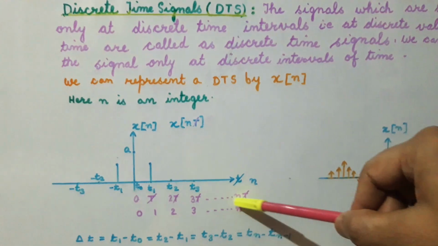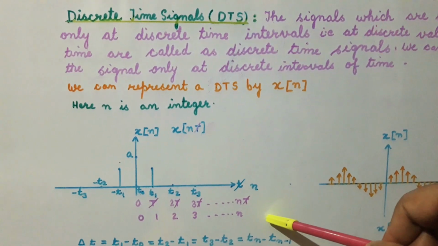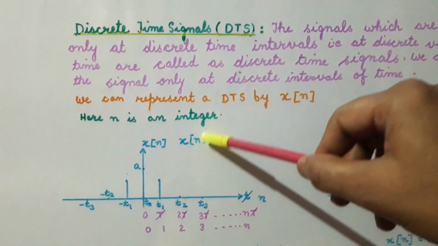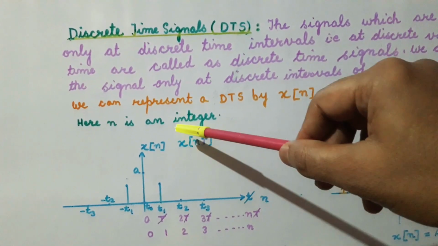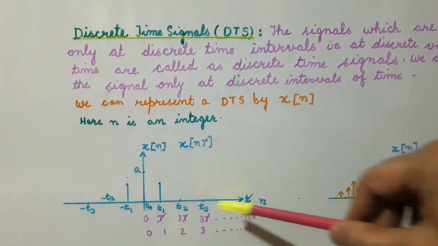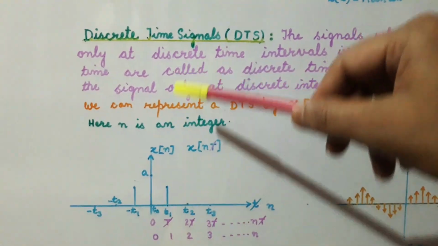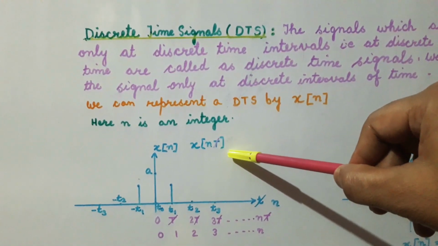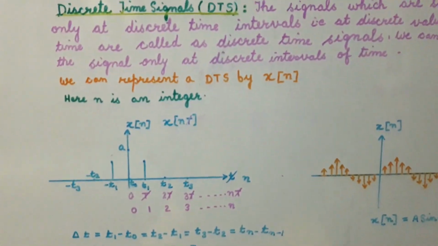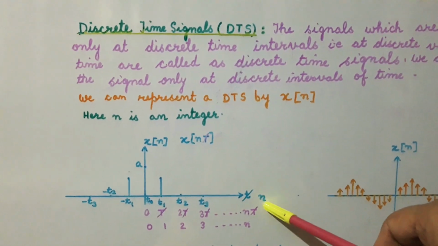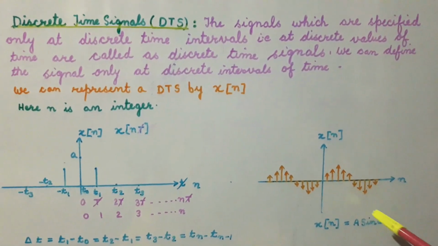So now we find that this T cancels out. So this axis is for the integer n. Similarly, here also T cancels out. So this axis is for x(n). So that is why we have integer values along this axis as 0, 1, 2, 3, 4 and so on. And along the y-axis we have x(n). So this is the case of a discrete time signal. That is why we are taking n as the independent variable here and x(n) as the dependent variable in this case.